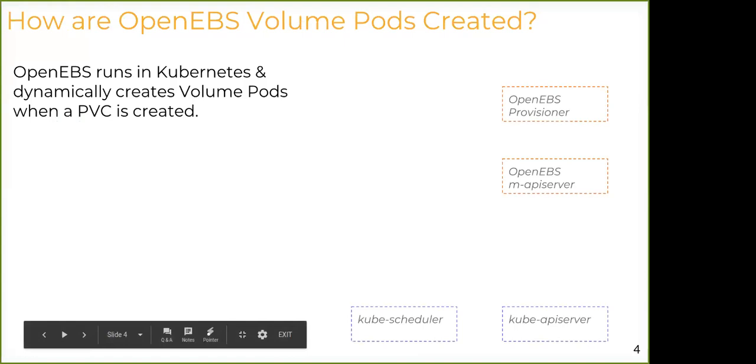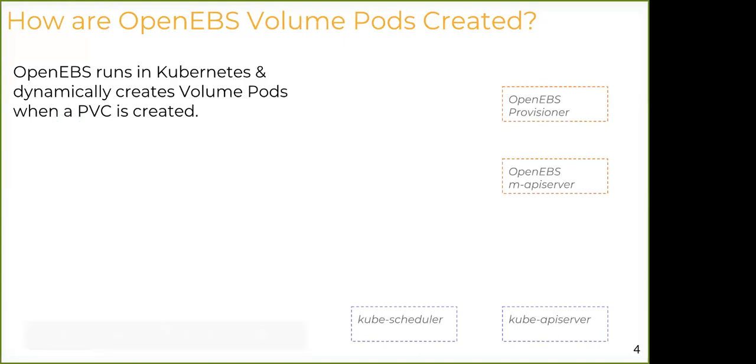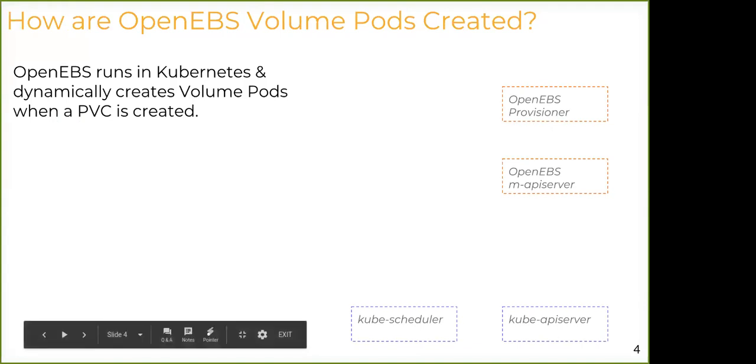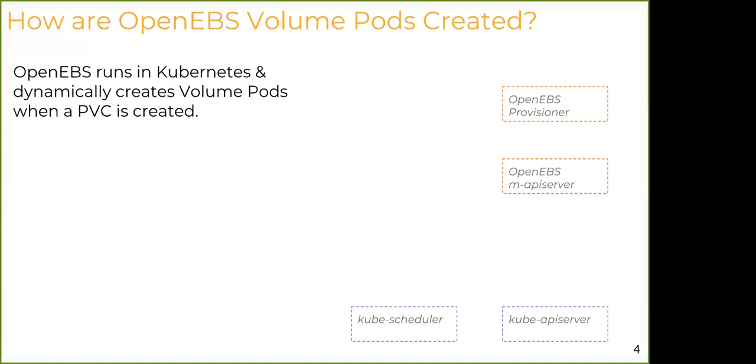So if you see on the right-hand side, there are 4 boxes. 2 boxes are orange boxes, let's say, and the other 2 are blue ones. The blue boxes are the ones provided by Kubernetes. It's the scheduler and the API server. The orange ones are provided by OpenEBS. These are the 2 components of OpenEBS. One is the provisioner component, and the other one is the API server component, right? So the assumption is these components should be present before provisioning a volume, right?